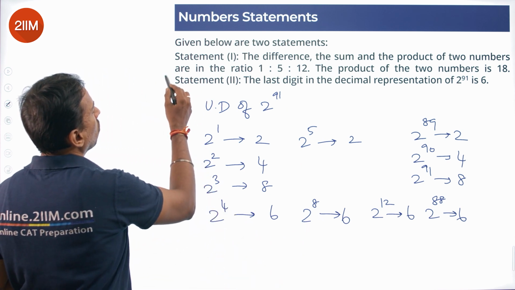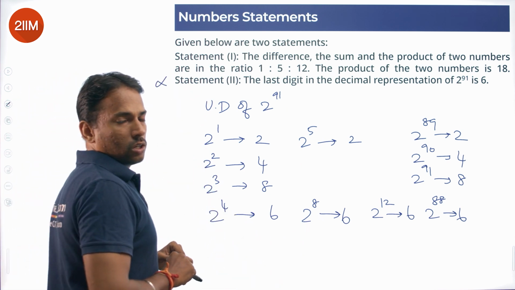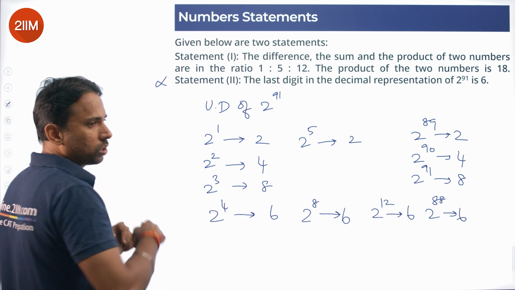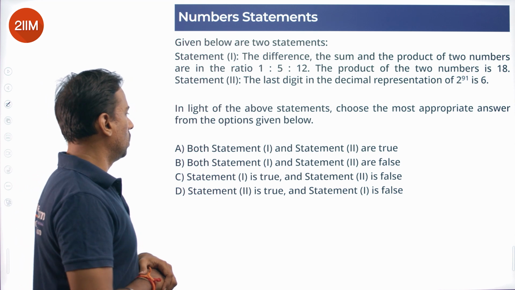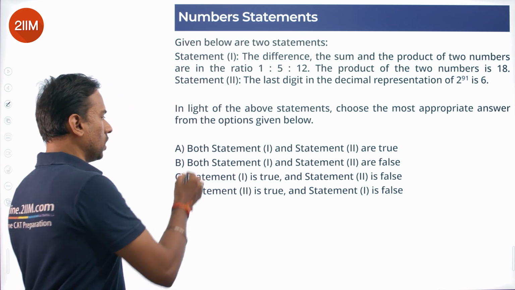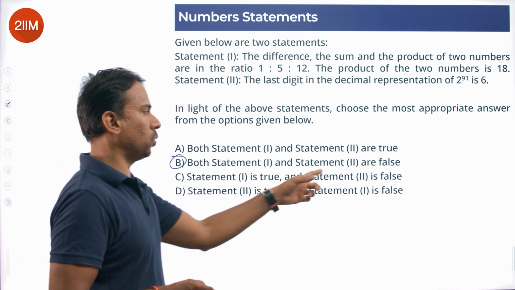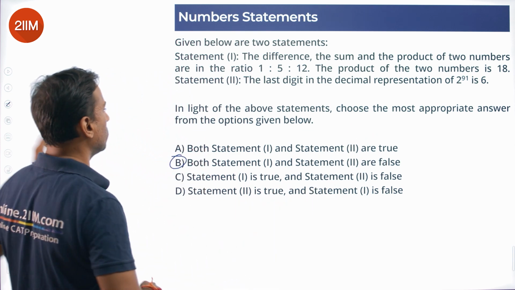Statement 2 is also wrong. So that is also false. So 1 and 2 both are false. So statement 1, statement 2 both are false. Both are false is there in option B. Both statement 1 and statement 2 are false. So option B should be the right answer. We'll check this.